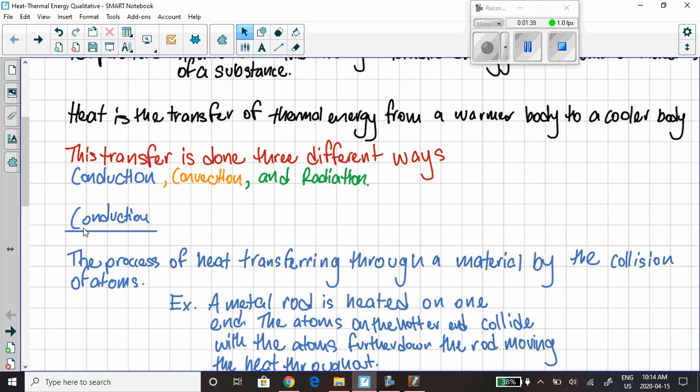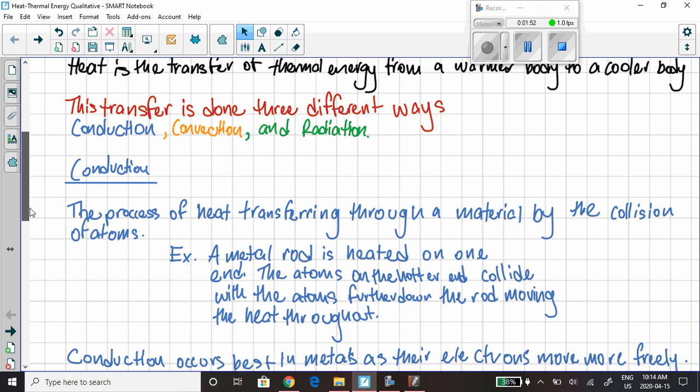All right. You heat the bottom of a fry pan, but after a while, the whole fry pan is hot, not just the bottom where the heat source comes from. Why is that? We need to understand that.